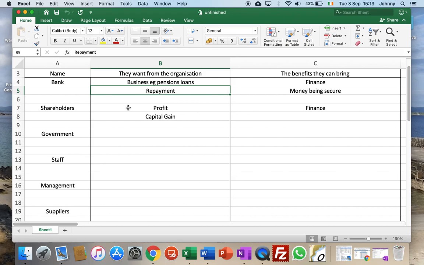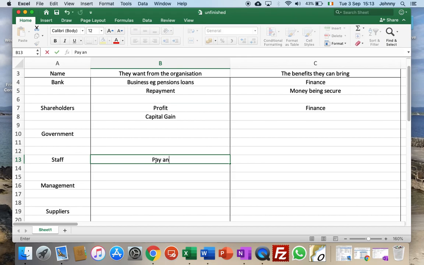So shareholders in a business, they want profit. At the end of the year, they want profit, and they want to make capital gains. They want the shares to go up in price so they can sell the shares at a profit. Well, staff are looking for pay and conditions in the organization, and they're looking for things like, let's say, job security.